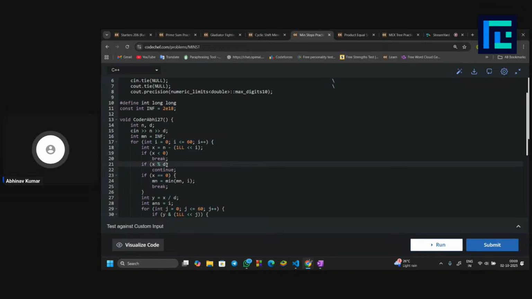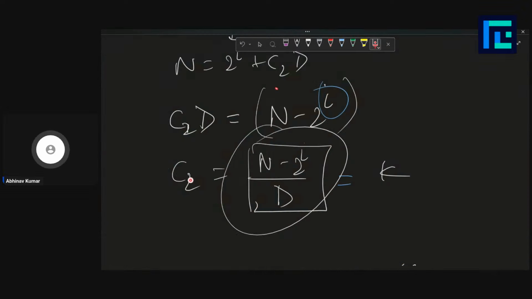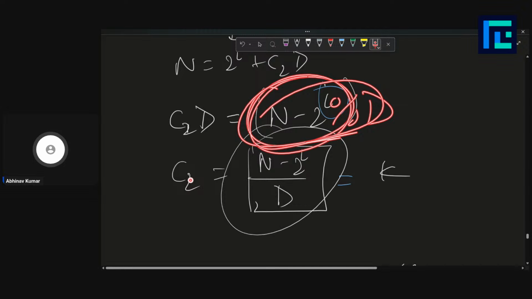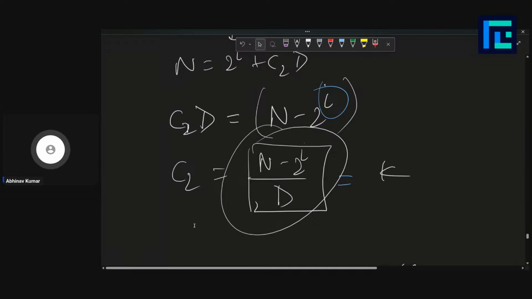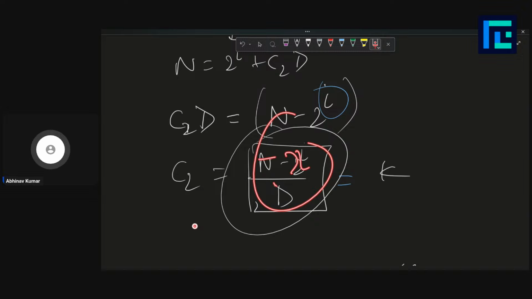If x is not divisible by d, so if this particular thing is not divisible by 3, then this case cannot be considered. We would skip this I, we'll put a continue, skip this particular I, and try for the next I. If it is divisible, then our k would be n minus 2 to the power I divided by d.